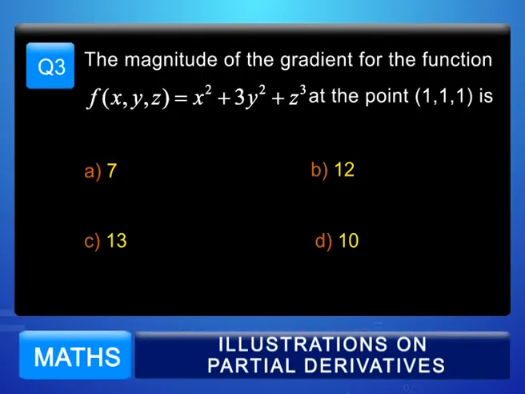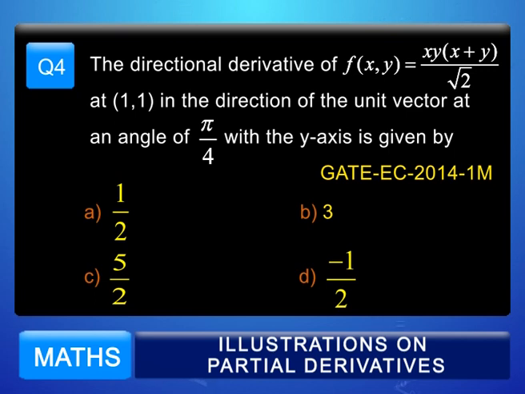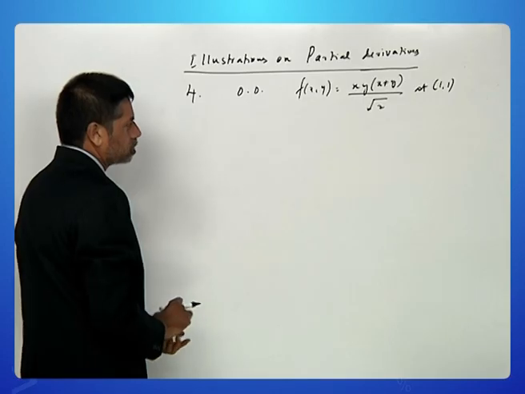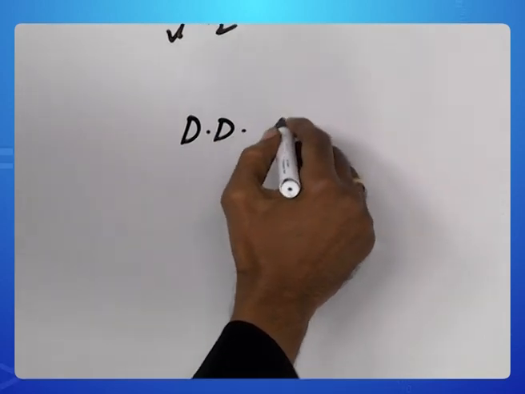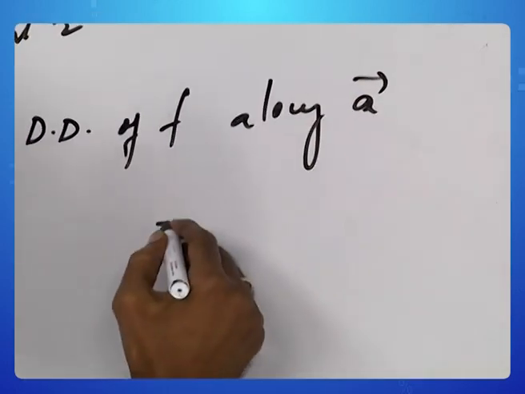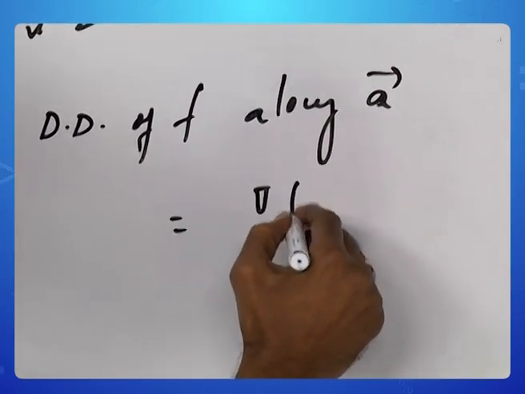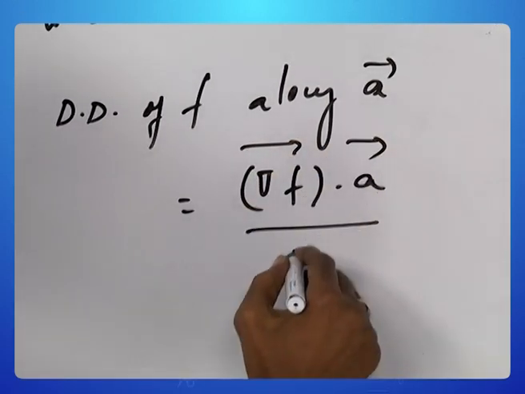Question number 4. The directional derivative of f of xy is equal to xy into (x plus y) by root 2 at (1, 1) in the direction of the unit vector at an angle of pi by 4 with the y-axis is given by. Now let's look at the concept of directional derivative. Directional derivative of f along A is del f dot A by the magnitude of A.